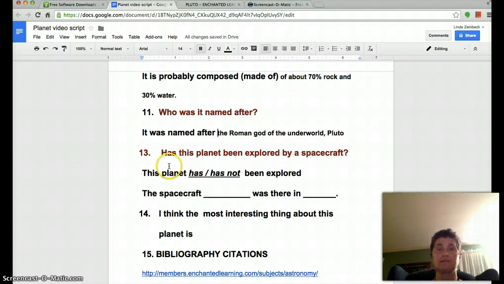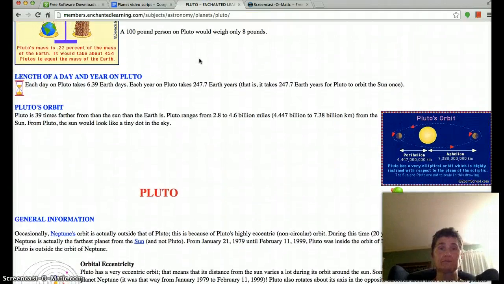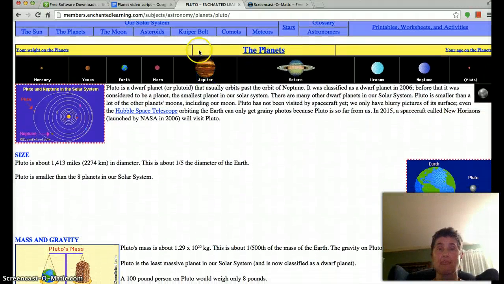Okay, number 13. Has this planet been explored by a spacecraft? That would be hard to imagine because it's so far away from planet Earth. Could we have sent a spacecraft? Well, let's see. If we go to the top, I remember seeing this here. Okay, the very first paragraph it says, Pluto, in 2015, a spacecraft called New Horizons that was launched by NASA in 2006 will visit Pluto.